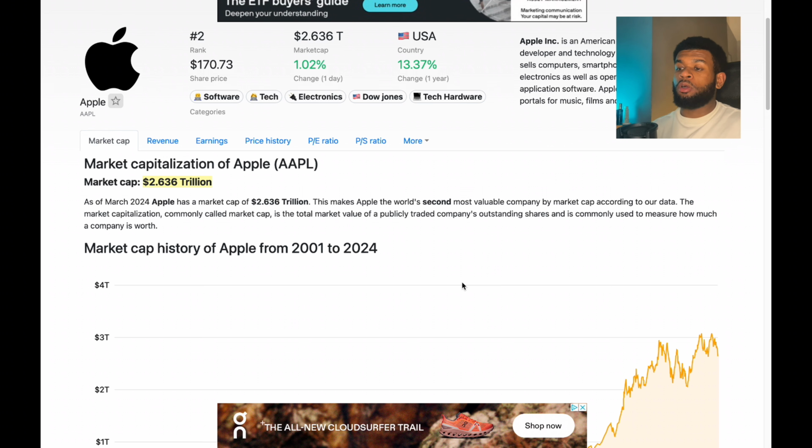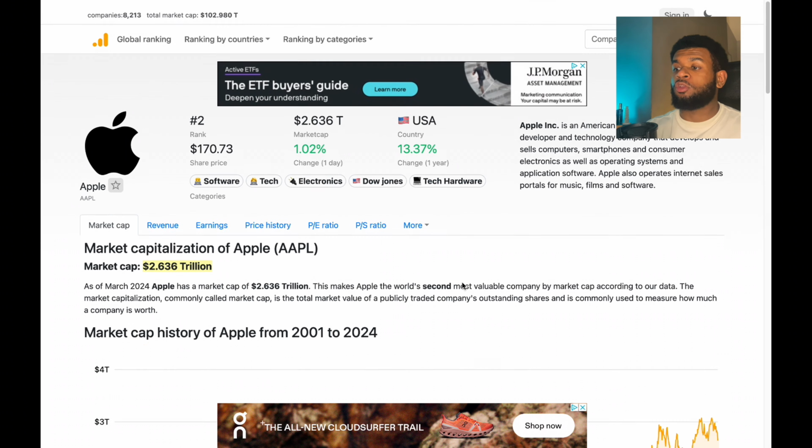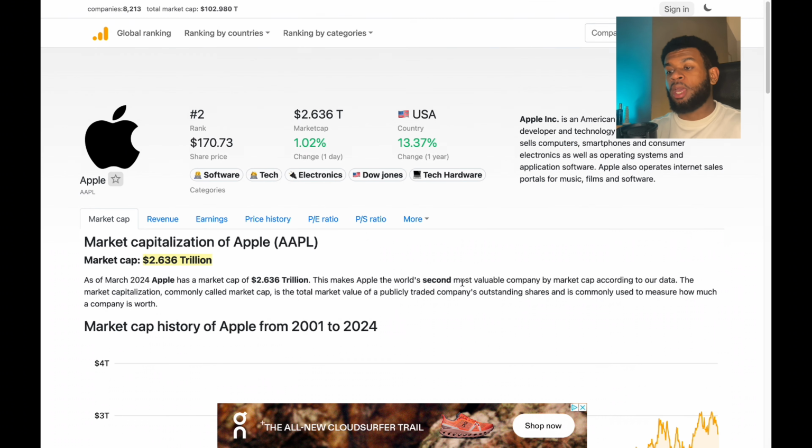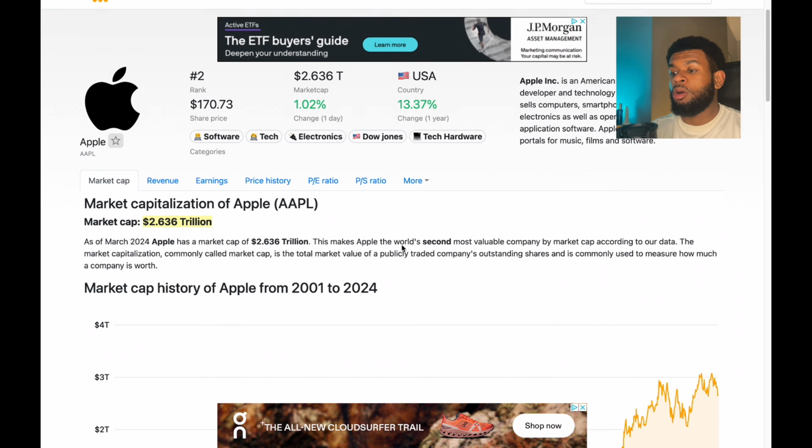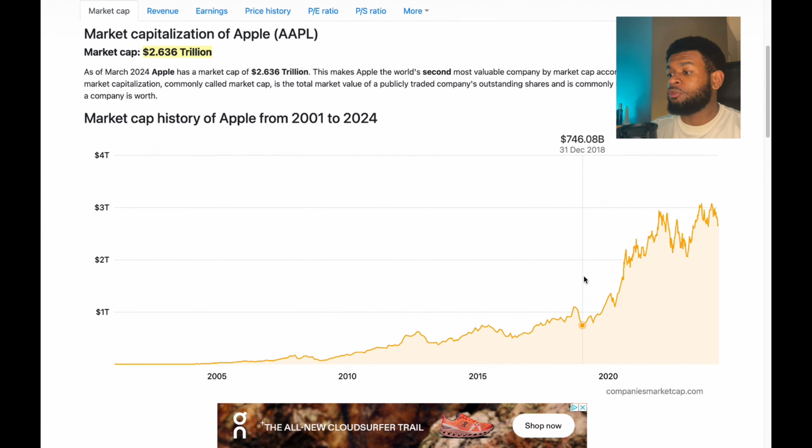Now, another website that I like to use is CoinMarketCap. Now, this is a great website because of the visualization tools that it has. So again, looking at Apple, it does give us some information about the market cap as well, and it also gives us some nice charts to look at.